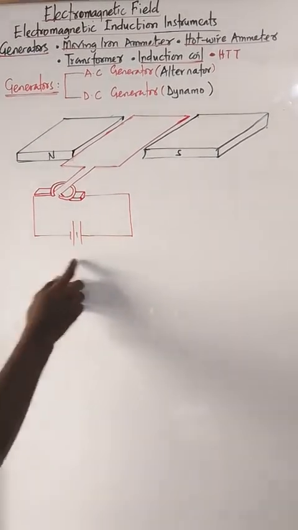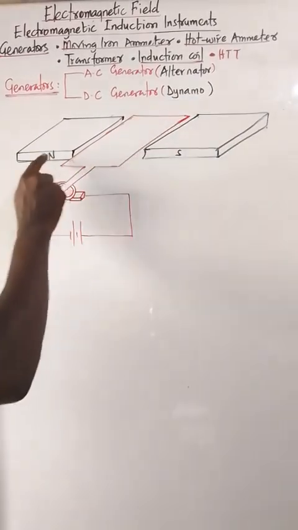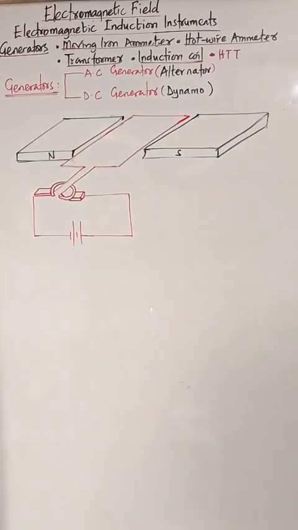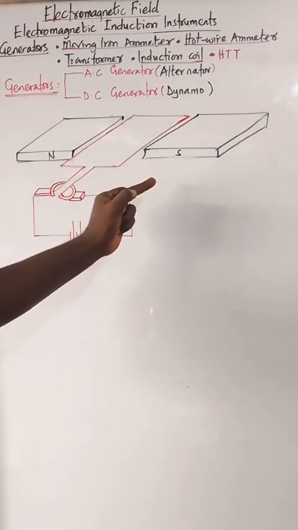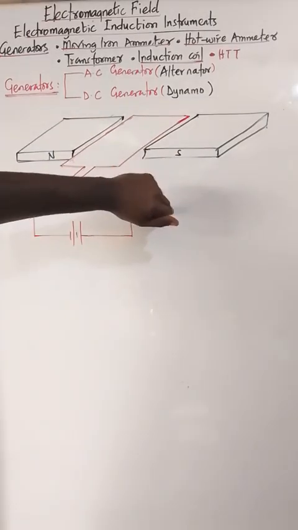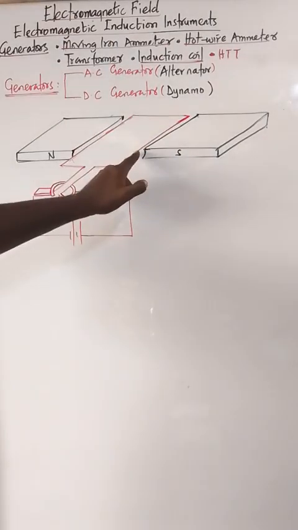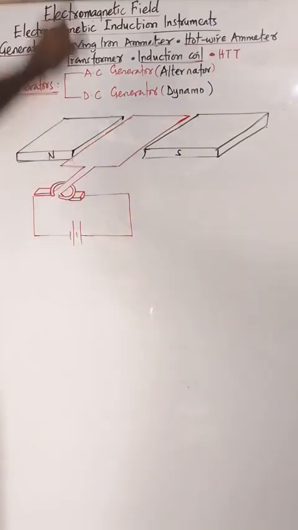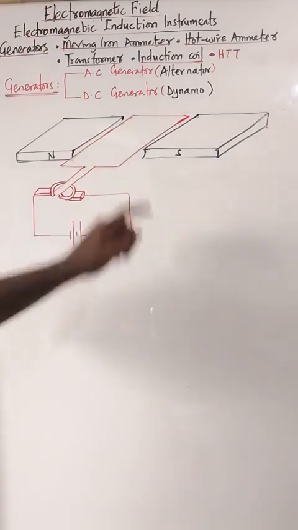Well, when current is generated here, it flows inward. Direction of current, this is field. So using Fleming's left hand rule, current flows inward, field north to south, and what happens? This thumb is facing down. So this part will move down, this part will go up. So this thing will rotate. We are converting electrical energy to mechanical energy.